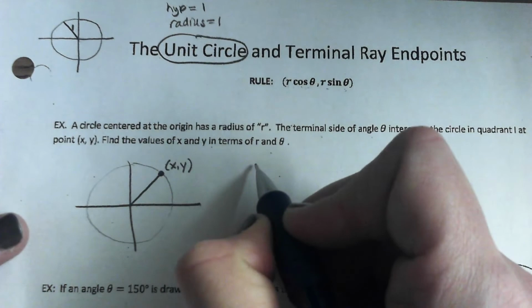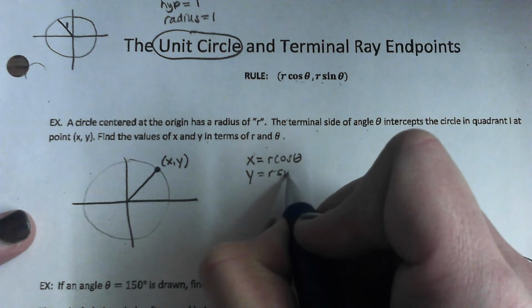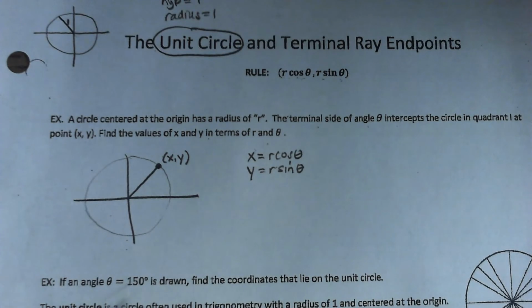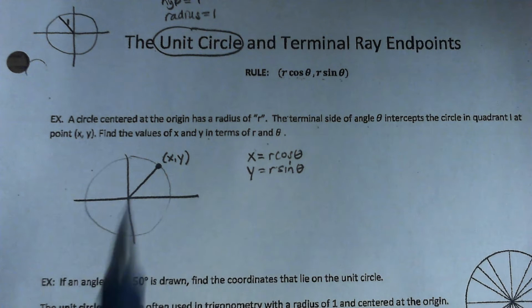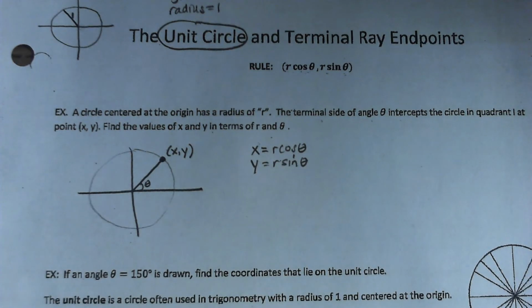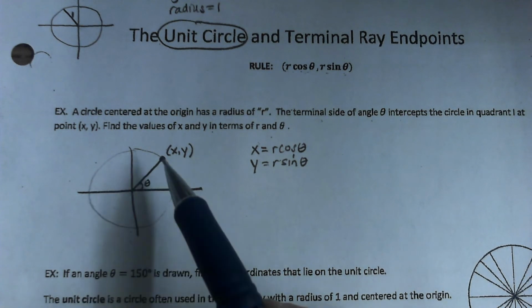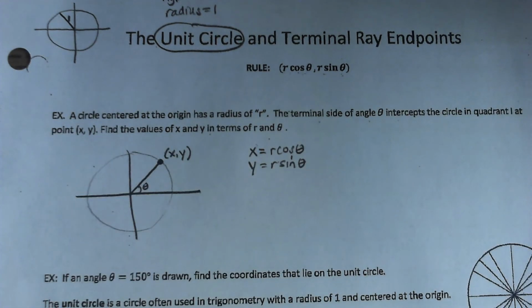This is really the definition. The x-coordinate is r cosine theta, and the y-coordinate is r sine theta. So whatever the radius of that circle is, times the cosine of whatever angle theta this is, that would give you your x-coordinate. And if you wanted your y-coordinate, you would take the radius of this circle and multiply it by the sine of that angle. So just a rule you have to memorize. Okie doke.